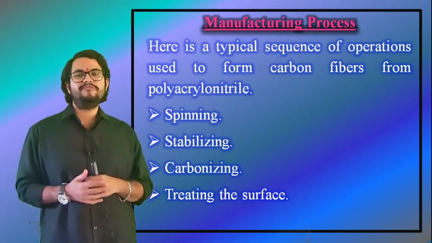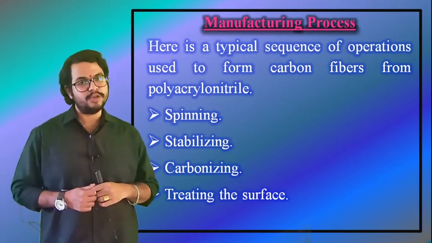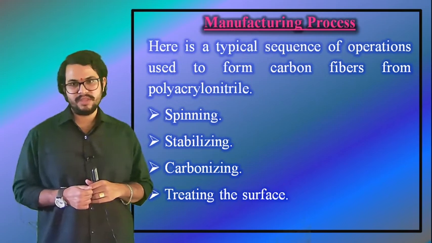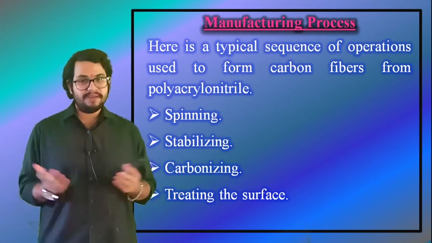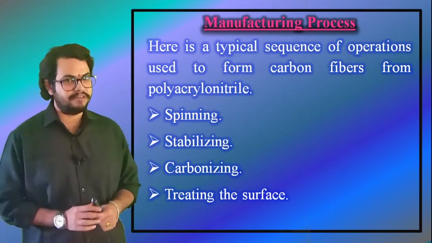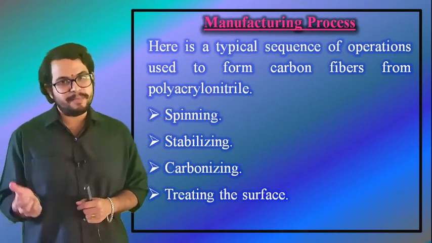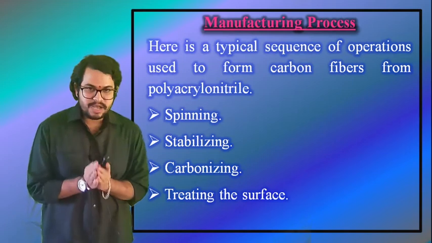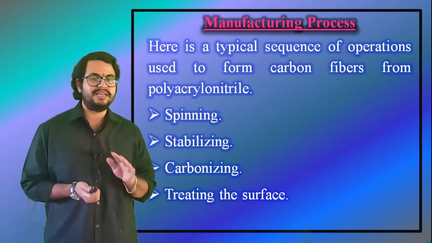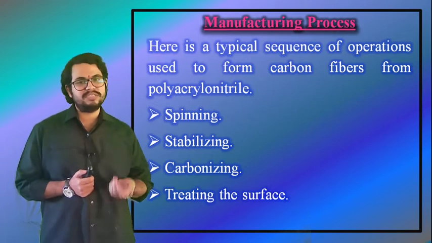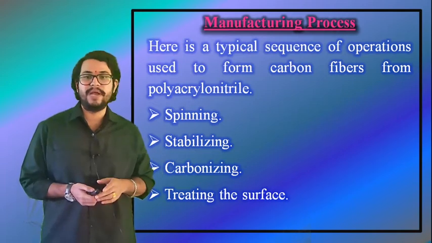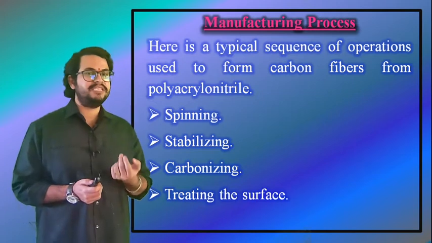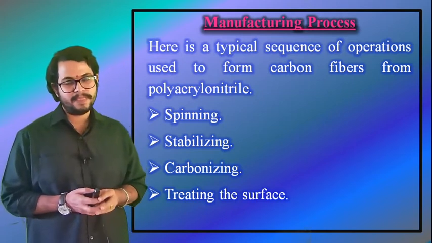In some processes, two furnaces operating at two different temperatures are used to better control the rate of heating during the carbonization. Next is treating the surface. After carbonizing, the fibers have a surface that does not bond well with the epoxies and other materials which are used in composite materials. To give the fibers better bonding properties, their surface is slightly oxidized. The addition of oxygen atoms onto the surface provides better chemical bonding properties and also etches and roughens the surface for better mechanical bonding properties.